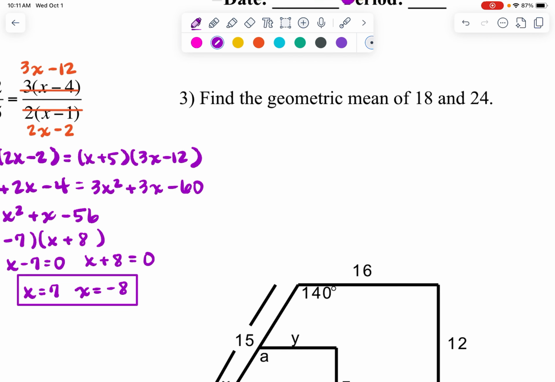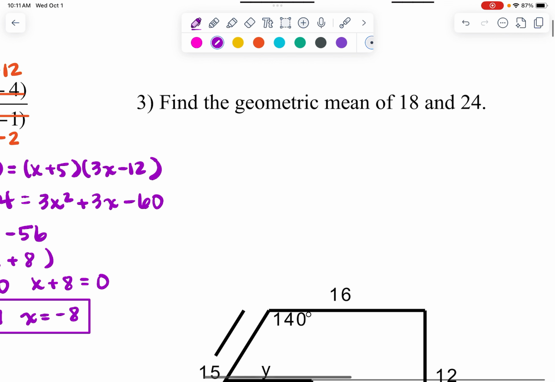All right, number 3, find the geometric mean of 18 and 24. Remember we learned all about geometric mean and what it actually means: finding the side length of a square that has the same area as the rectangle that's 18 by 24. You don't necessarily have to remember all that, but anytime you see the words geometric mean, it is a proportion, which is why we learned it in this unit.